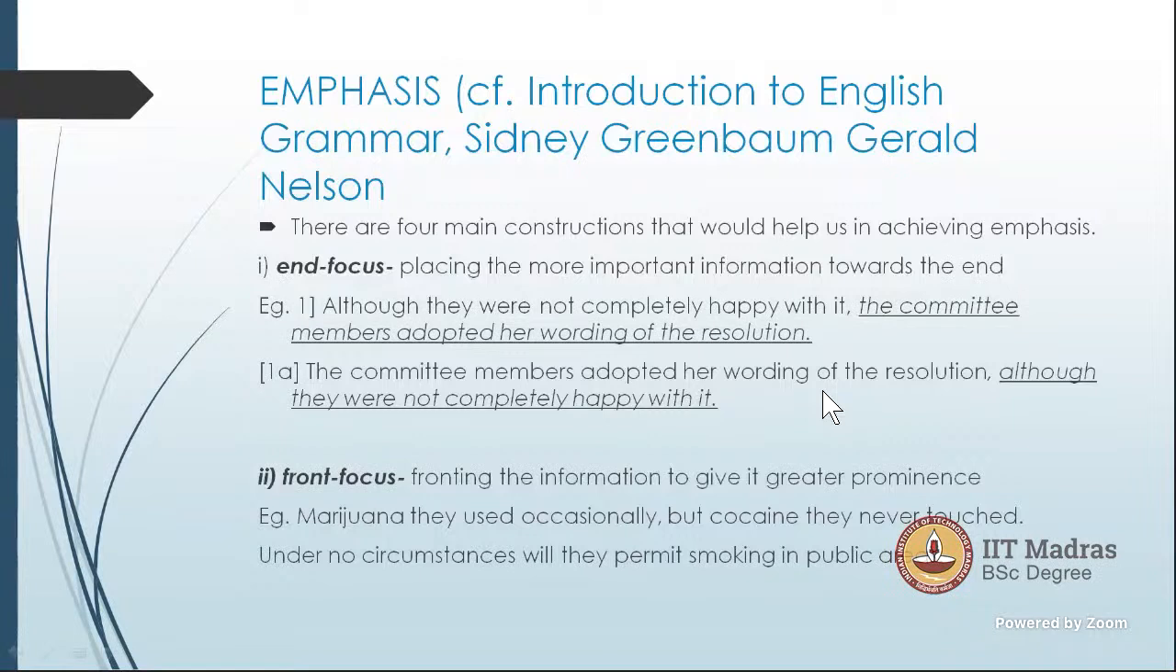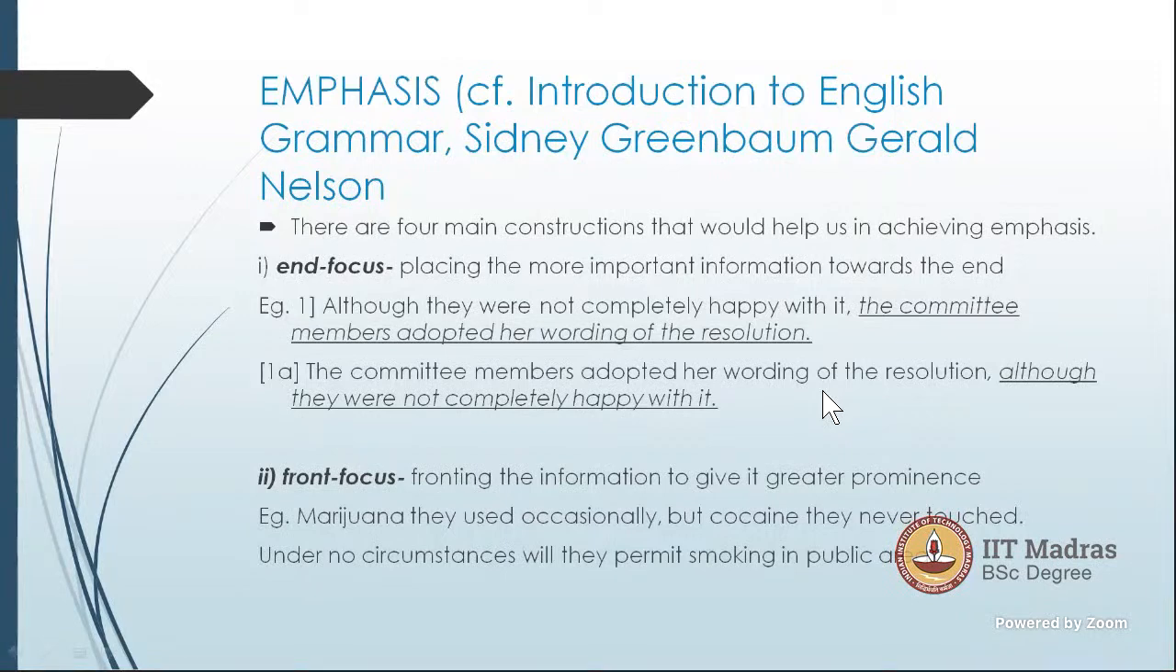Now the same thing can be done. That's the second point we'll discuss. We can give prominence or significance to something by placing it towards the front as well. You can front something, like in this case. What does front focus mean? That's the second one: fronting the information to give it greater prominence. Now, in front focus, what happens usually is you don't front the whole clause or the phrase as such. What you do is you front the subject.